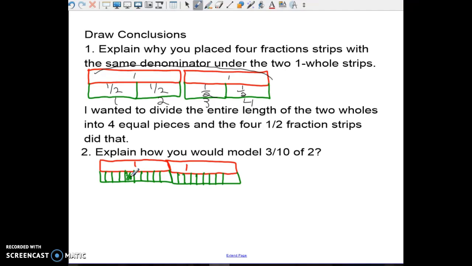Okay, so then what would we do? Circle 3. 1, 2, 3, 4, 5, 6, 7, 8, 9. Oh, I need one more. Okay, so that's one way to do it, is to circle 3.